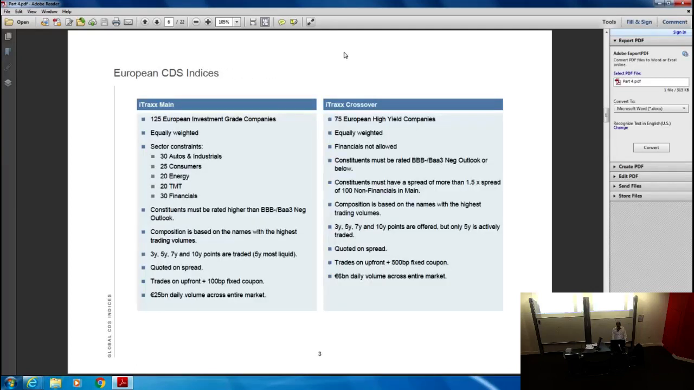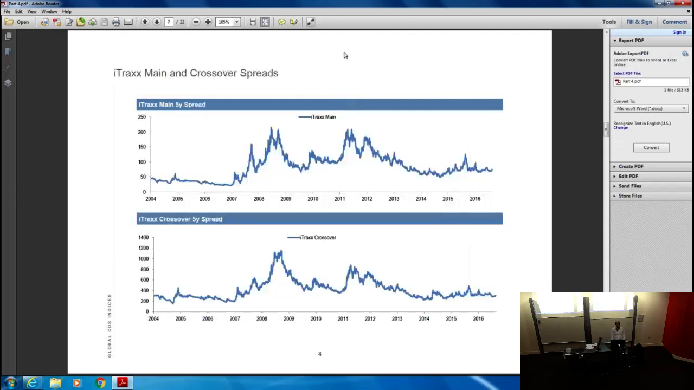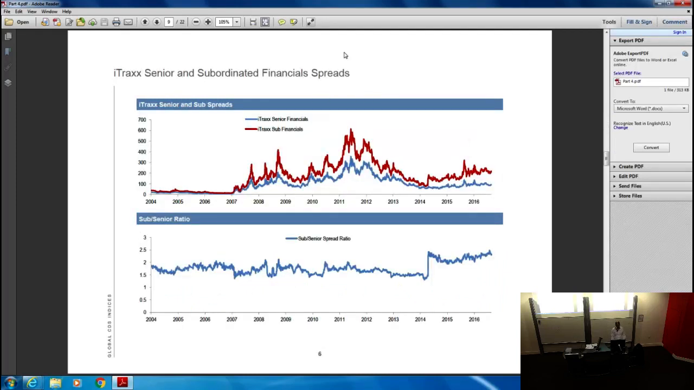One thing I should have mentioned is the iTraxx Crossover, which trades with a 500 basis point coupon. So pretty much all the indices in Europe trade with 100 basis points as the fixed coupon, but the crossover, because it's a high yield index, trades there.